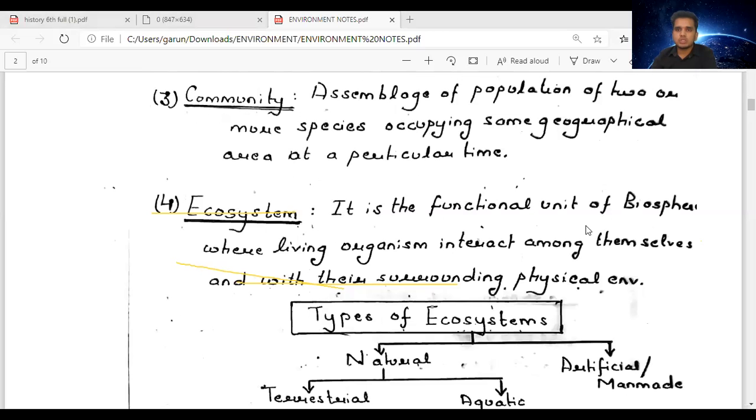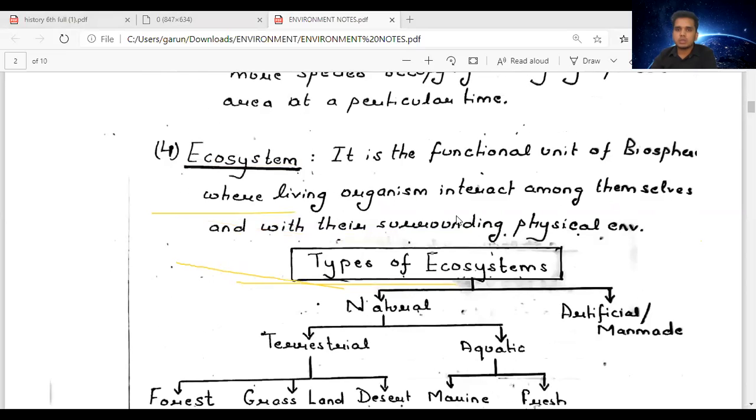Ecosystem: it is the functional unit of the biosphere where living organisms interact among themselves and with their surrounding physical environment.